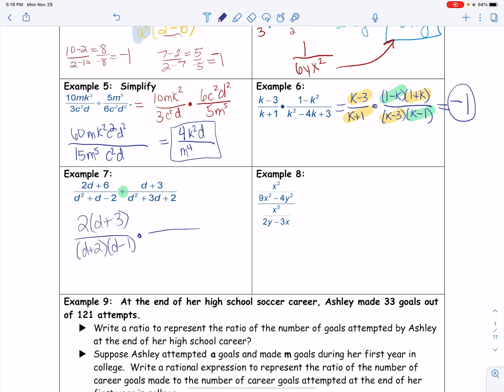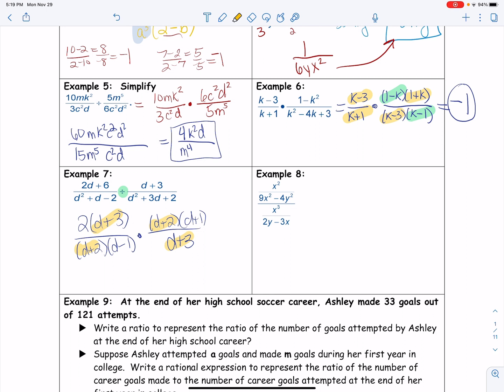Multiply by the reciprocal. So now the bottom would go to the top. So I'd have d plus 2 and d plus 1. And then d plus 3. Okay, so the first thing I'm going to do is highlight the things that are exactly the same. That's exactly the same, and that's exactly the same. So those are going to cancel.